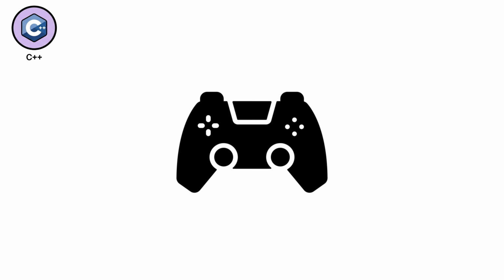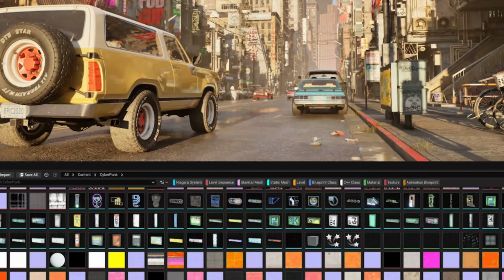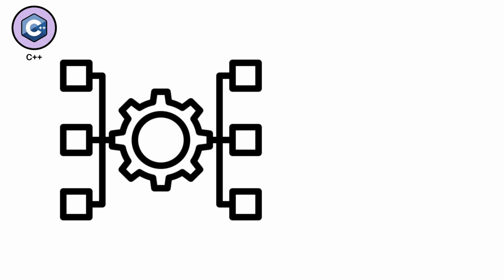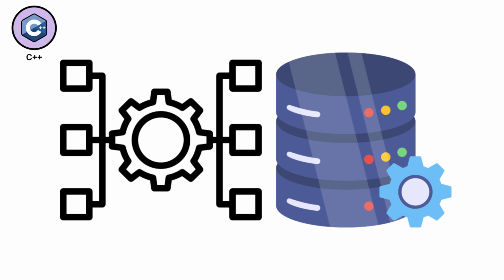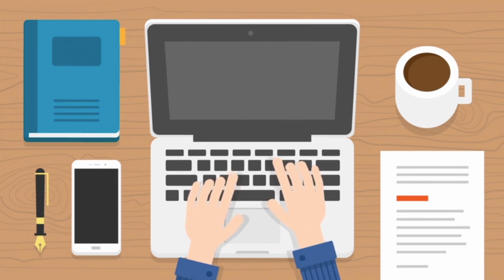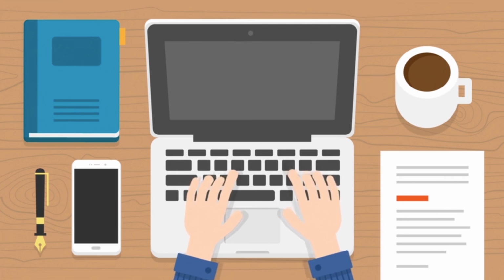It's the language behind most video games, graphics engines like Unreal Engine, and a lot of high-performance software. Unlike C, it gives you more structure to work with, which makes it slightly easier to manage huge code bases. The limitation is that it's one of the most complex languages to learn. It has a massive number of features, and using them incorrectly can create problems that are hard to track down.